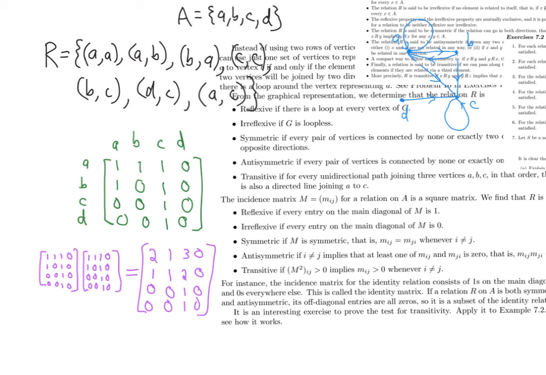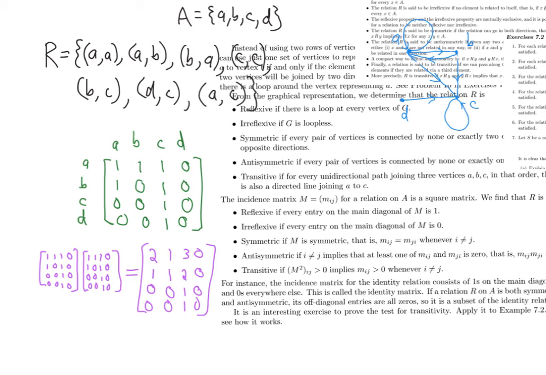By the way, that was an extremely quick review of how to multiply matrices, but back to how that applies to transitivity. If an entry in the square of the matrix being positive implies that an entry in the original matrix is positive, then that will be the situation where we have transitive.